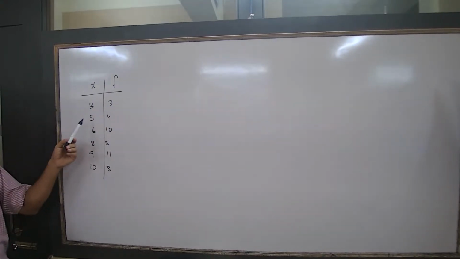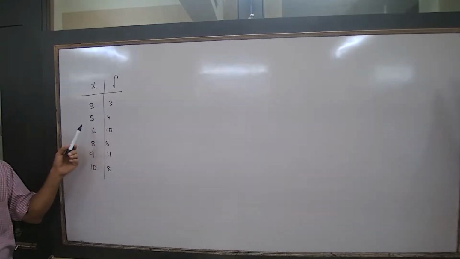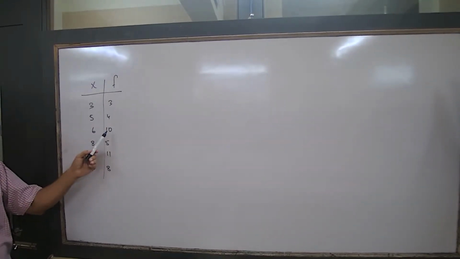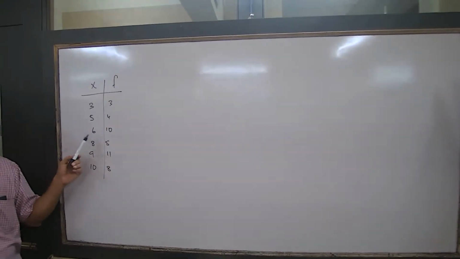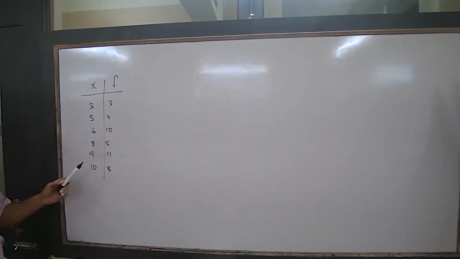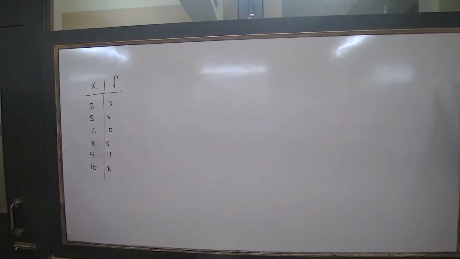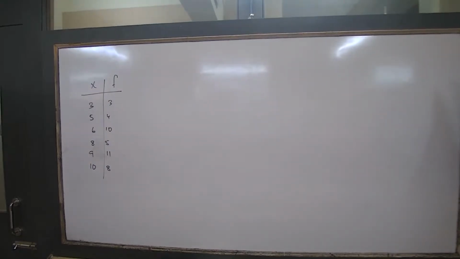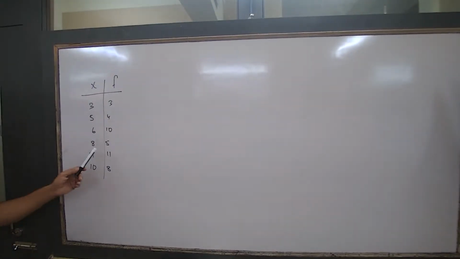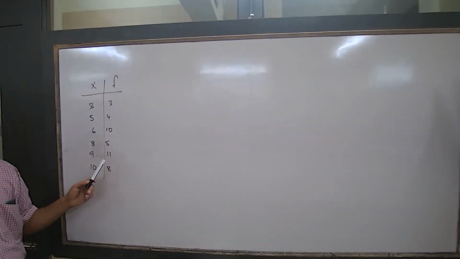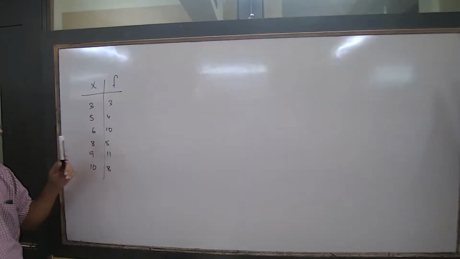3 students got 3 marks. How many students got 5 marks? 4 students. And 10 students got 6 marks. Okay. Then 11 students got 9 marks. What is the maximum number of students who got a mark? Which is 9, which is the maximum number of students who got the mark. Isn't it?